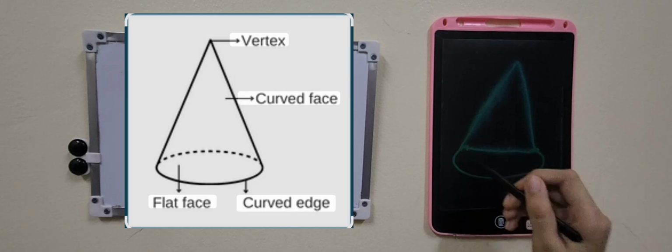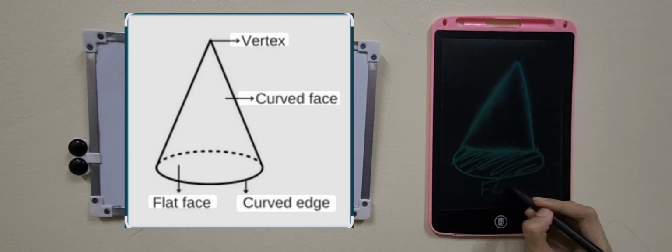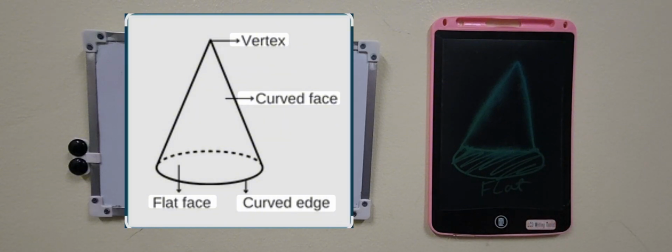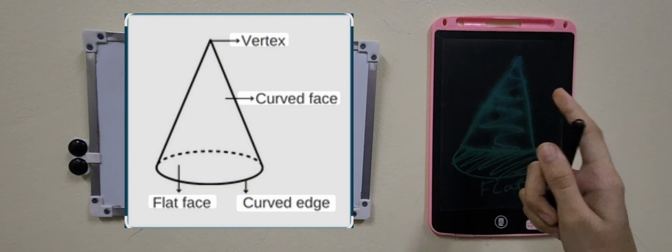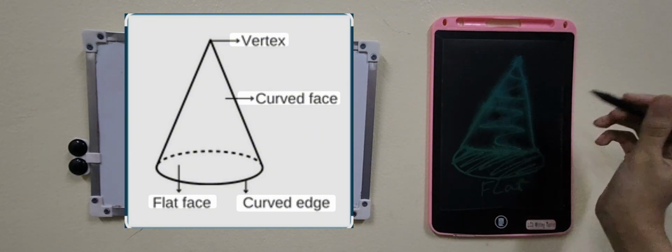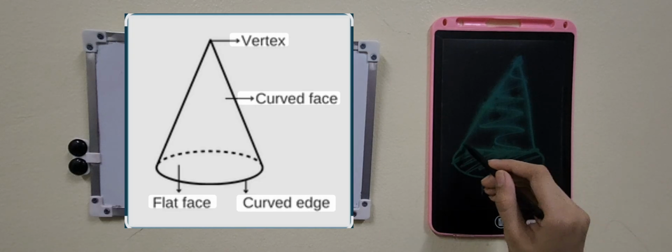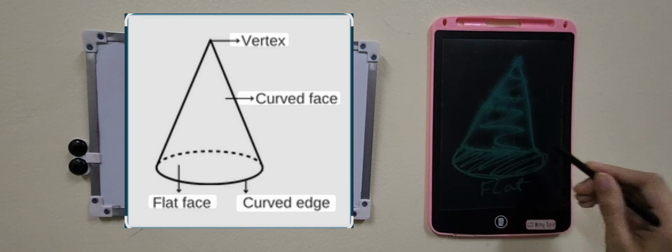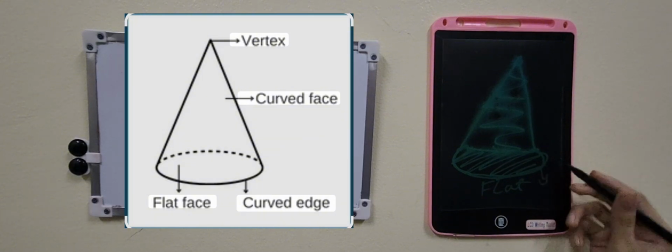The bottom part is called the flat surface, and the top part is the vertex because it's the corner of our cone. Then we have the curved face, which is all this because it curves around. And then we have the curved edge, and there's only one edge, which is this one that connects the two faces together. So this is the edge.